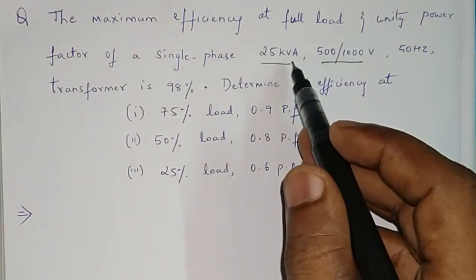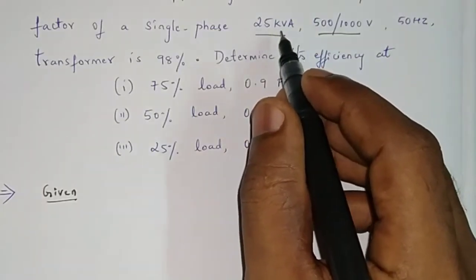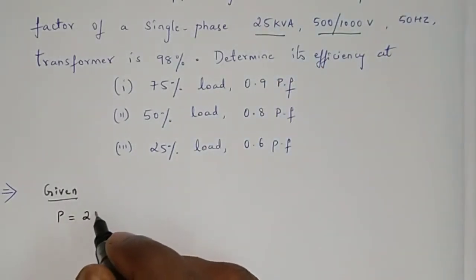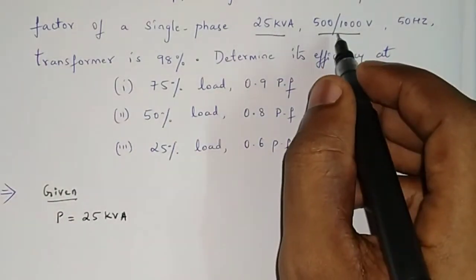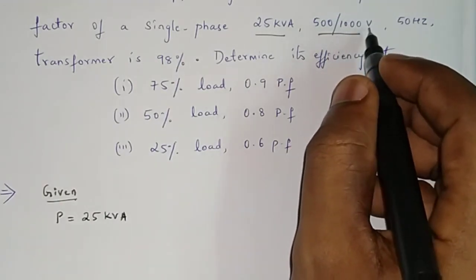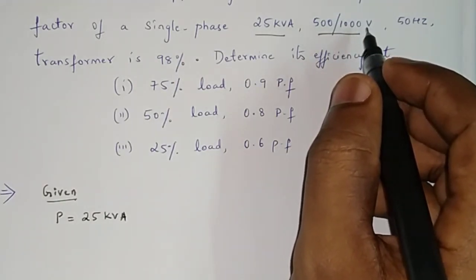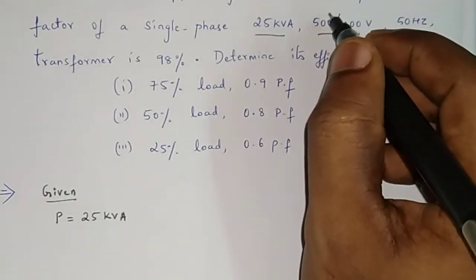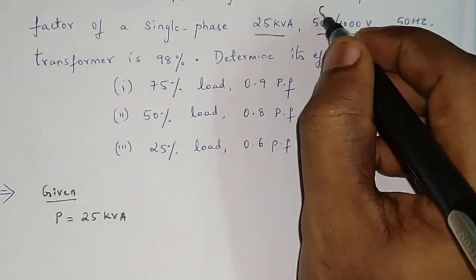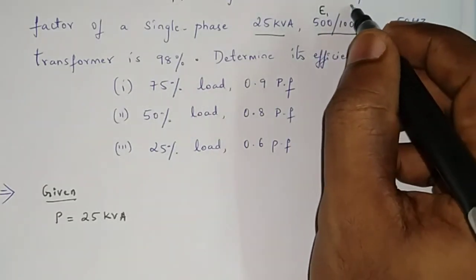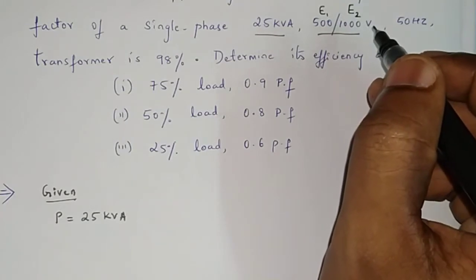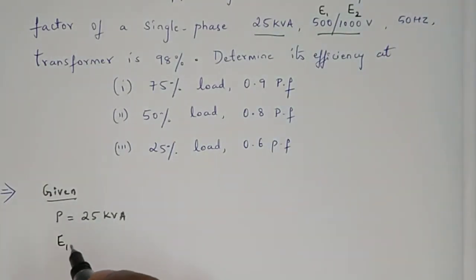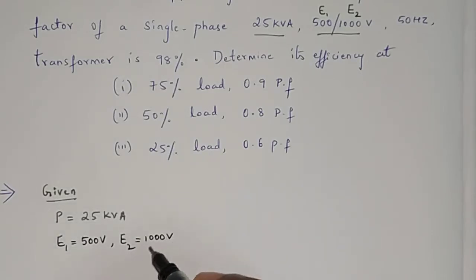So first thing, I will write down the given data. So power is given. kVA is nothing but the power rating of a transformer, 25 kVA. You know that 500/1000 volt is nothing but, in a transformer, the induced EMF. When they give two different numbers, the first number will represent the primary side. The unit is volt, so this is the induced EMF in the primary side, E1. The second one is the induced EMF in the secondary side, E2. So I'll write down E1 is given as 500 volt and E2 is given as 1000 volt. Next thing is frequency, given as 50 Hz.